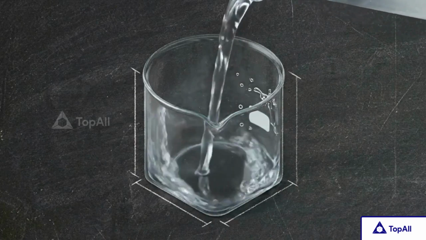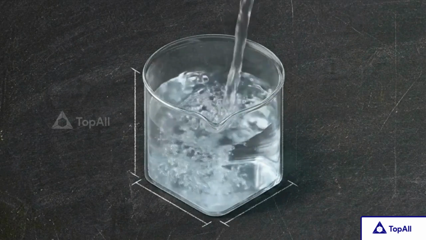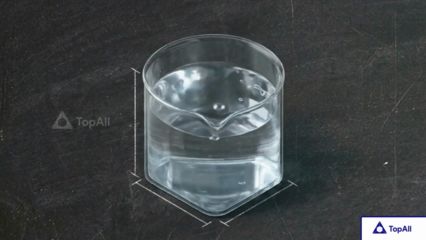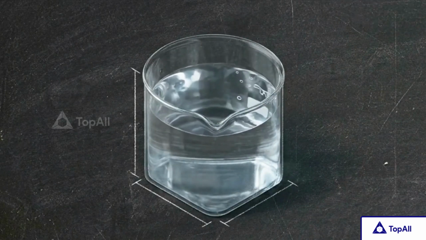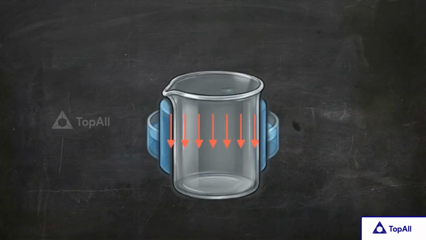Pour water into a glass, and physics behaves exactly as expected. Gravity pulls the fluid down, forcing it into a level, horizontal surface. Place a wide glass tube into that water, and the liquid inside matches the level outside. Gravity treats the water inside and outside the glass the same way.